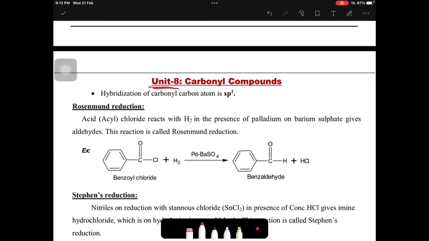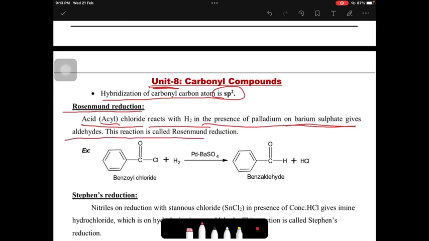Next unit, carbonyl compounds. Hybridization of the carbonyl carbon atom is sp2. Rosenmund reduction, the first named reaction in this chapter: acid chloride or acyl chloride reacts with hydrogen in the presence of palladium as a catalyst on barium sulfate and gives aldehyde. This reaction is known as Rosenmund reduction.